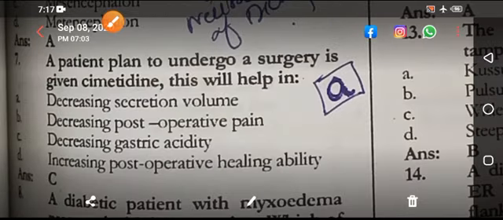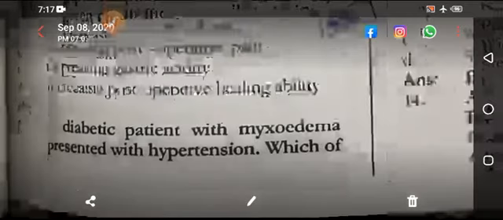Patient planned to undergo surgery is given cimetidine. So cimetidine is going to decrease the secretion volume, and we are interested to decrease the gastric volume. Why? To prevent aspiration. A diabetic patient with myxedema. Now here understand the confusion, understand the concept. What is myxedema, and what is pretibial myxedema?